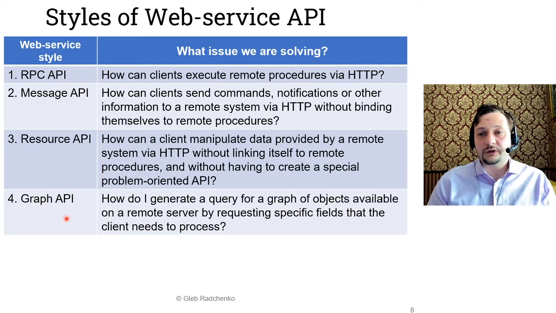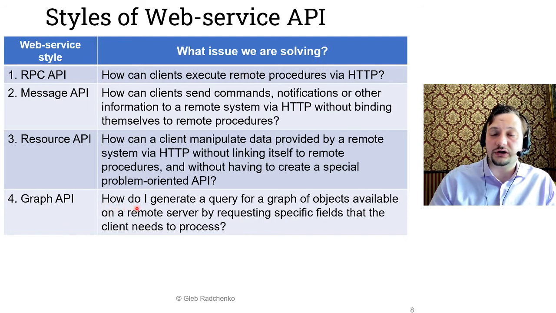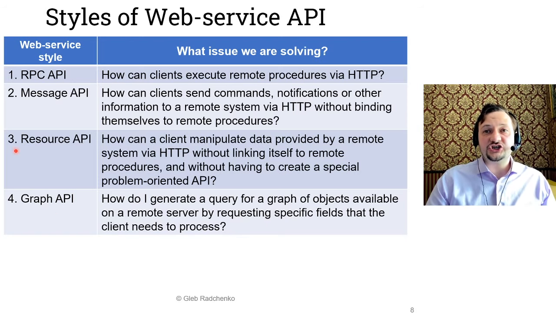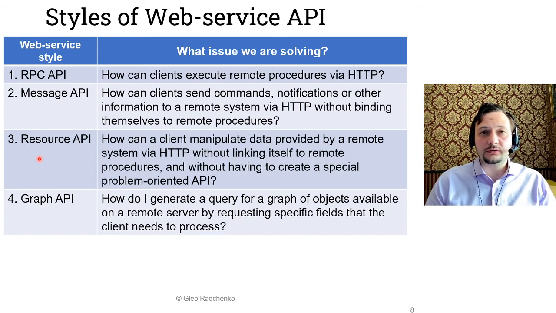And the fourth specific style of the web service API is the Graph API. The Graph API is the most recent development, and it answers the question: how do I generate a query for a graph of objects available on a remote server by requesting specific fields that the client needs to process? So the Graph API is an extension of the Resource API, but it is very specific to the current state, for example, of social networks.